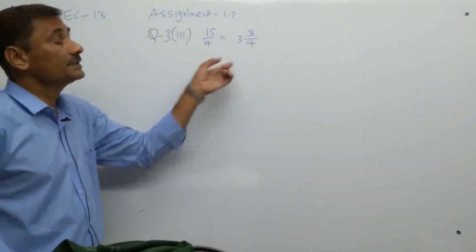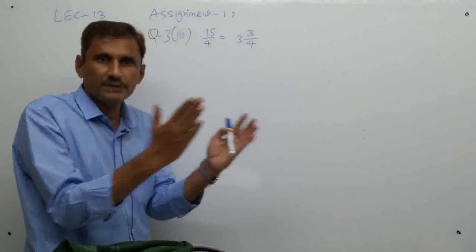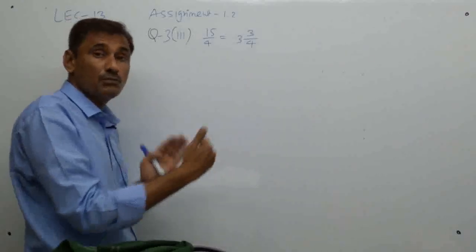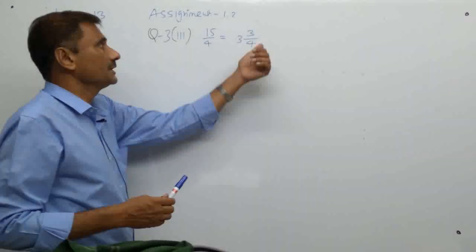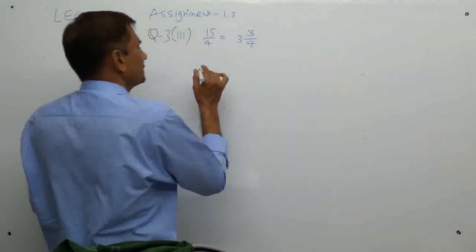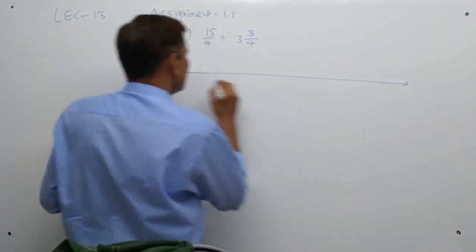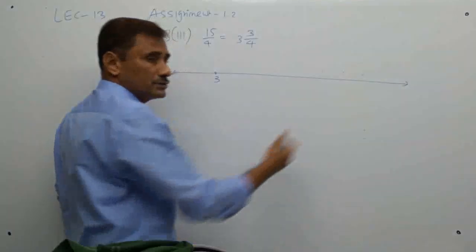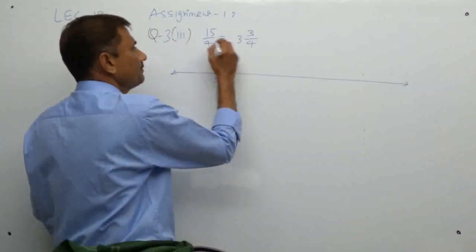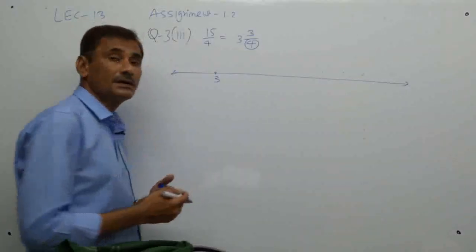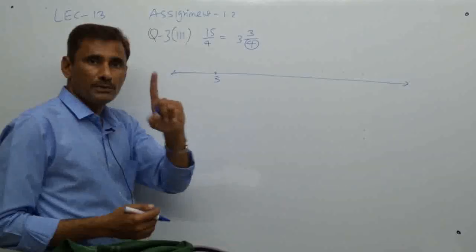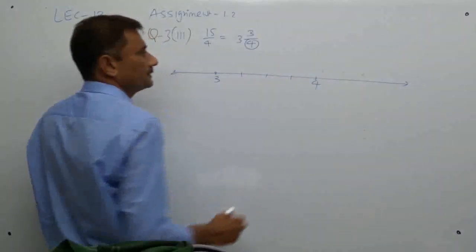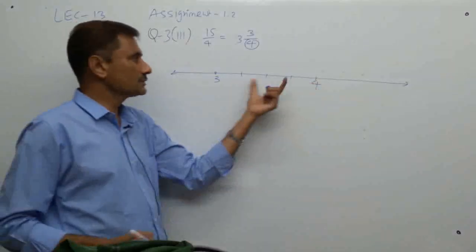So obviously it is between 3 and 4, because ahead of 3 means somewhat more than 3. So between 3 and 4. On the number line, denote only 3 and 4. If you want, you can extend to this side and that side also. Now how many divisions should there be between 3 and 4? 4. Why? Look here, the denominator. So 1, 2, 3, 4.